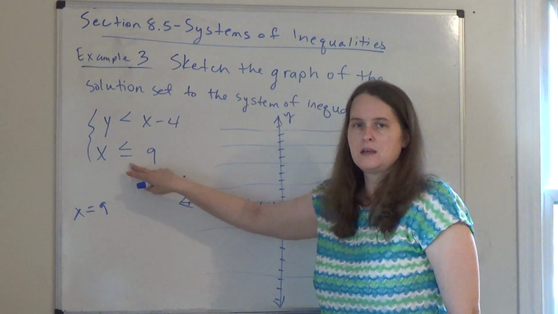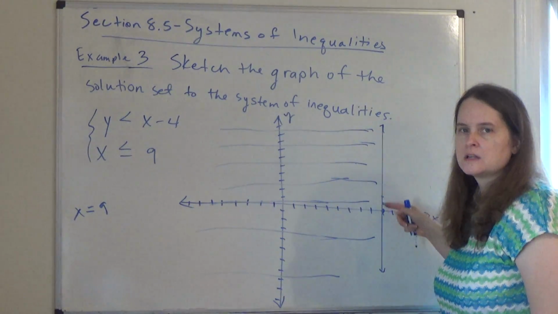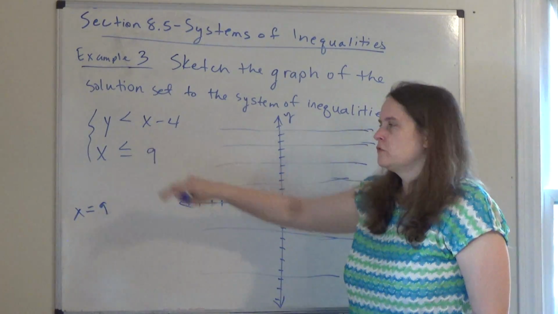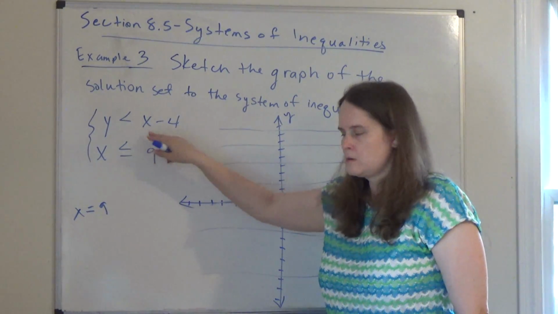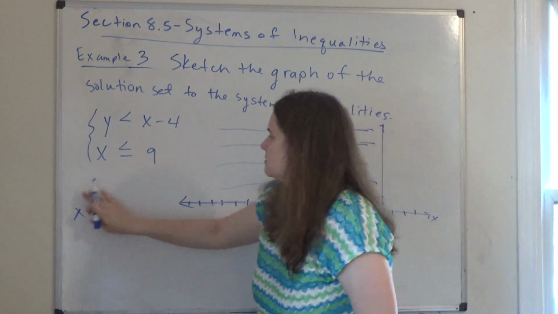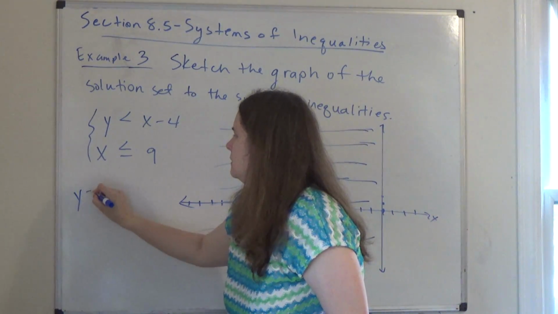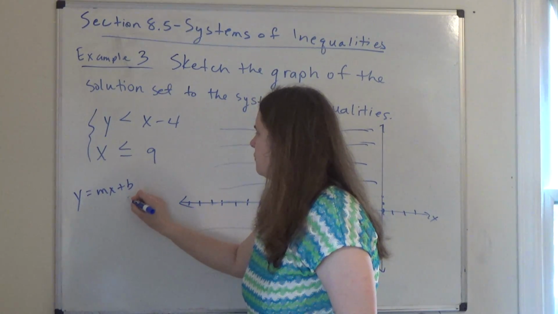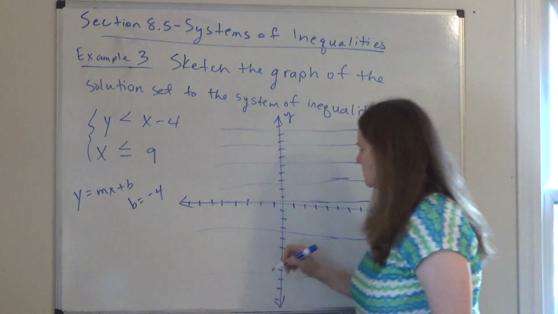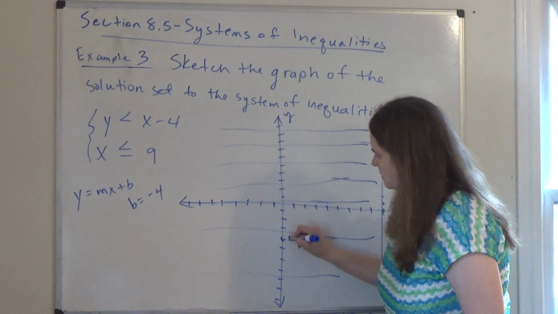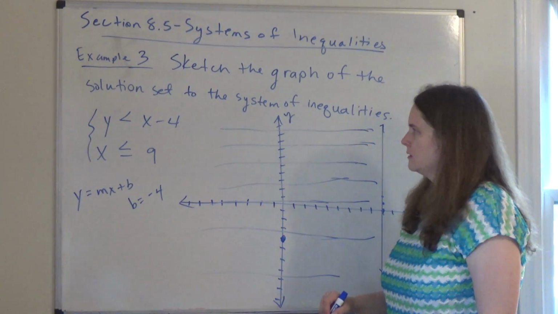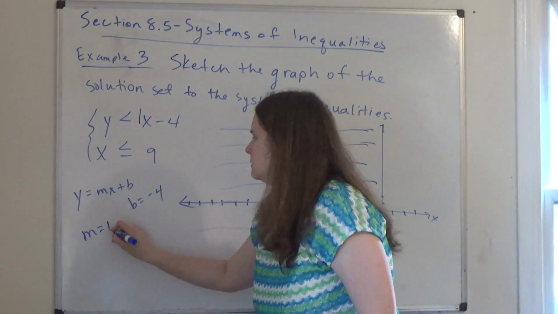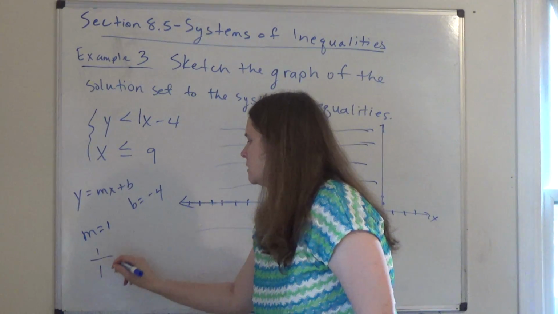Of course, if it did not have the equals with it, you would have just used a dotted line here instead of a solid line. And then we need to graph y is less than x minus 4. So we'll go back to our slope-intercept form for this one. So y equal mx plus b. Okay, my y-intercept is -4. So that's going to put me here. So I know that point's on my line. My slope comes from here, it's 1. So I could do rise over run, 1 over 1.